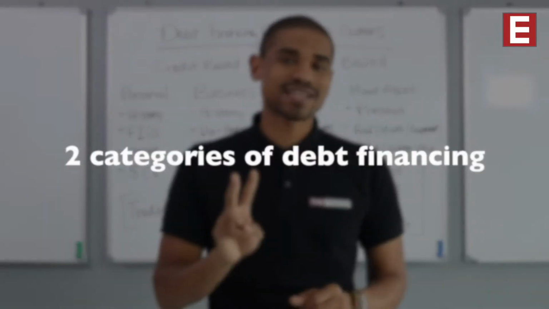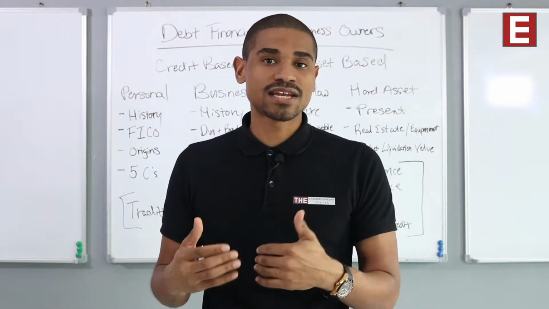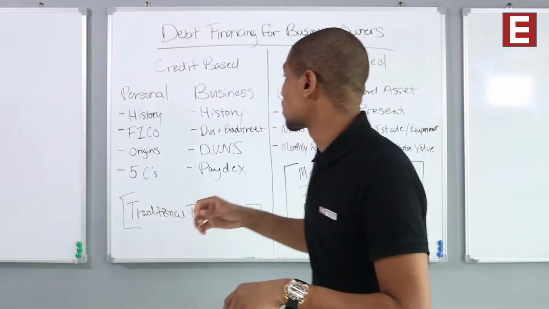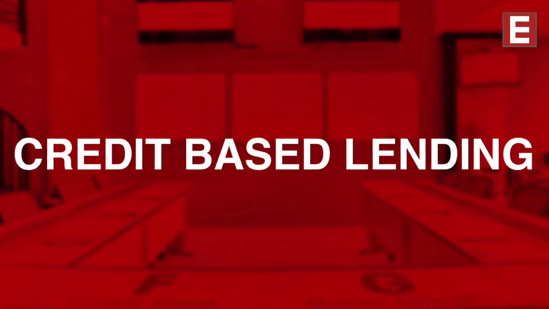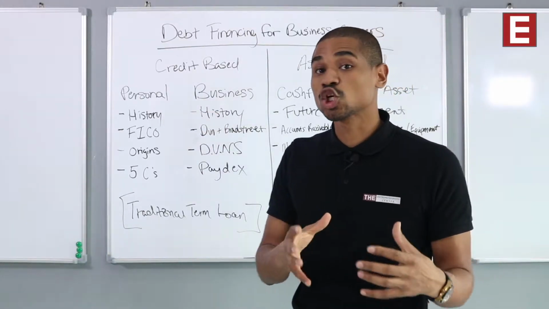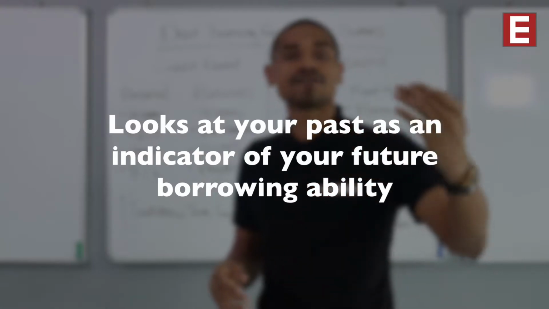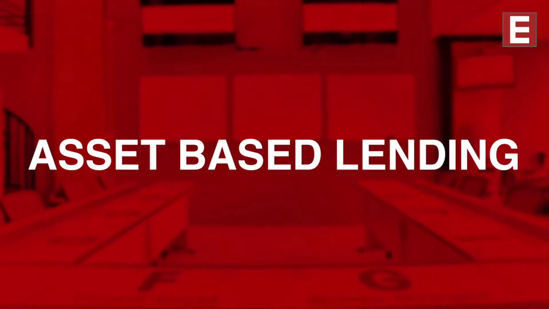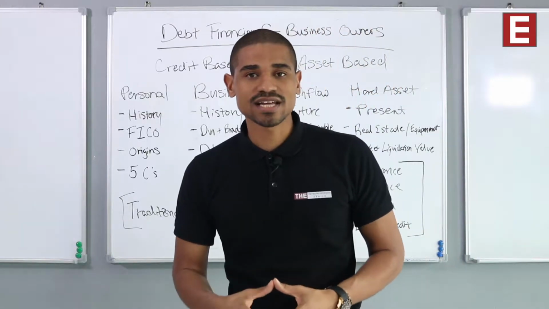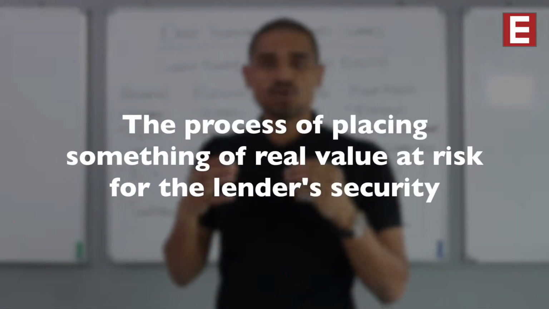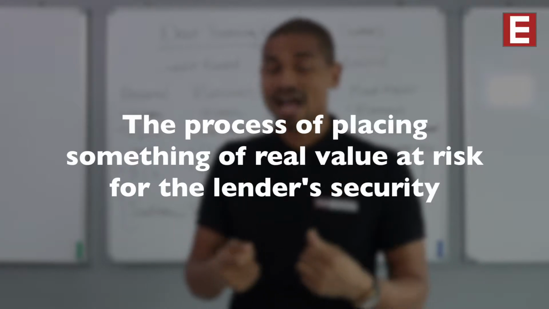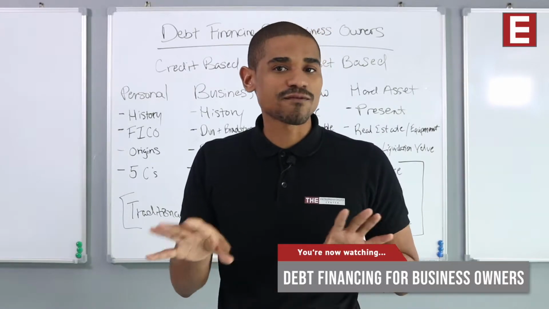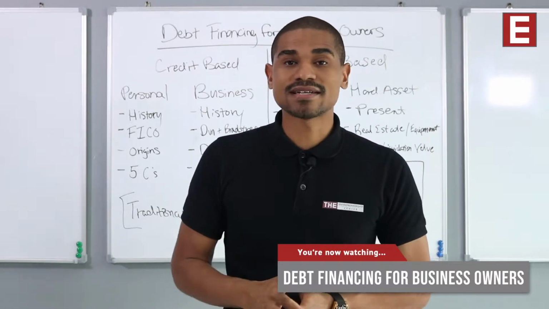Now, normally there's two different categories of debt financing that most lenders allow business owners to utilize to get funds from them. The first is something that we call credit-based. And this is normally what most folks know about lending. Credit-based is normally something that looks at your past to be indicative of how good of a borrower you're going to be into the future, right? And then the second is asset-based. Asset-based normally takes a few different formats, but essentially that is the process in which you can show something or provide something of real value, and the lender says basically, if you don't pay me, I can take that back from you, right? That's a little bit different from credit-based. So we have credit-based and we have asset-based lending.